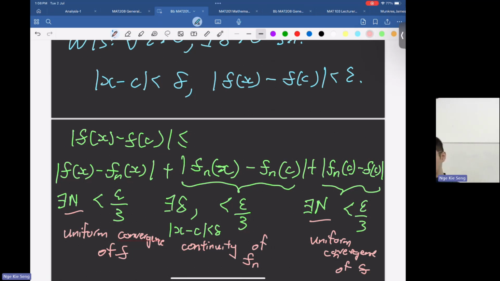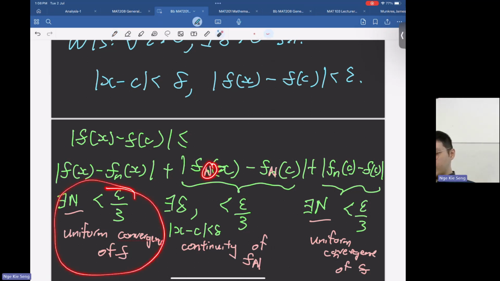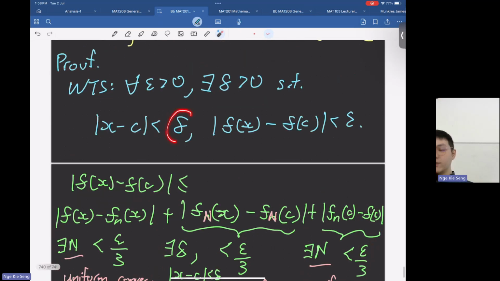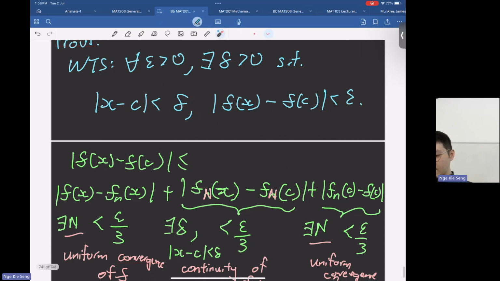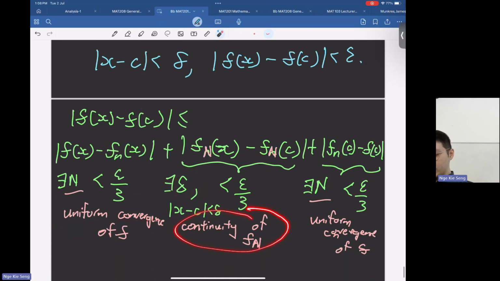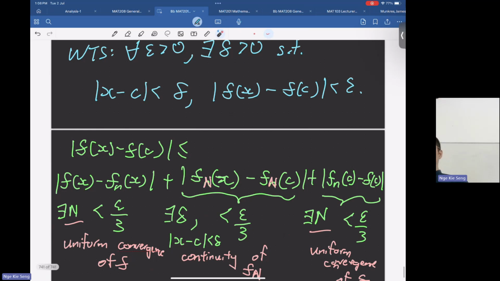Okay, f_n. So what's the n we pick here? Actually, the n we pick here is the capital N. We pick this capital N from the uniform convergence. And then how do we pick the delta here? We pick the delta here by the continuity of f_N. Does it make sense?